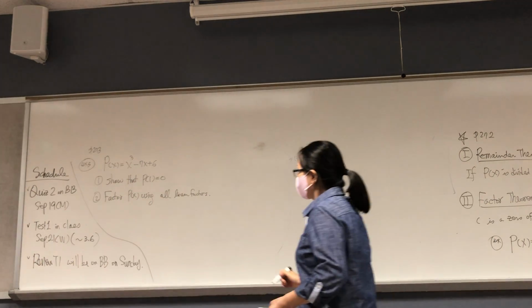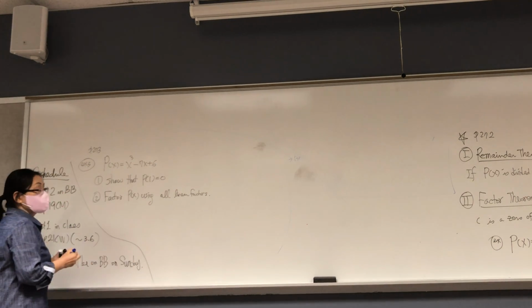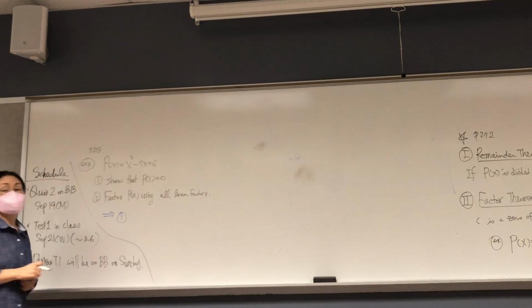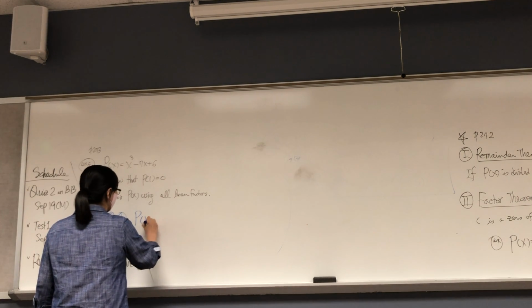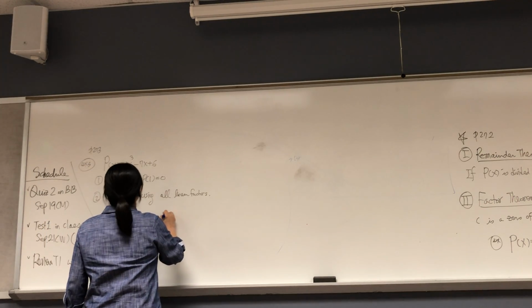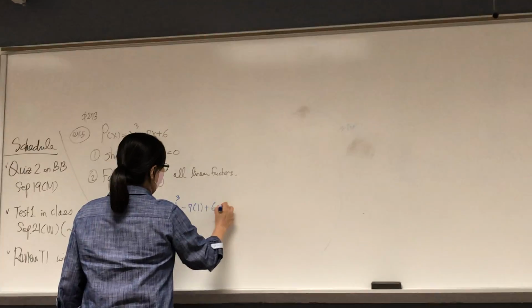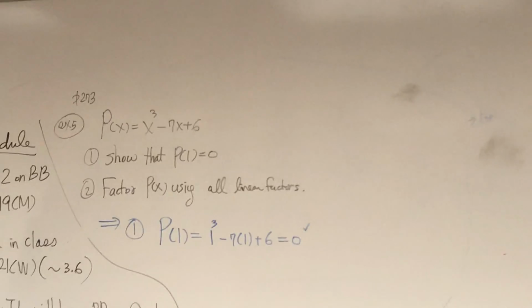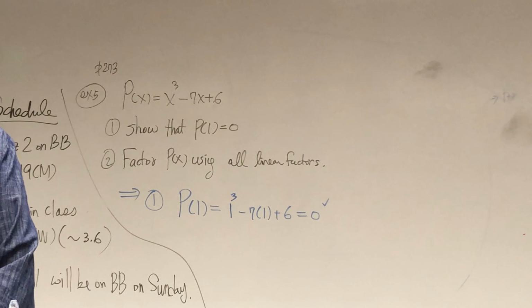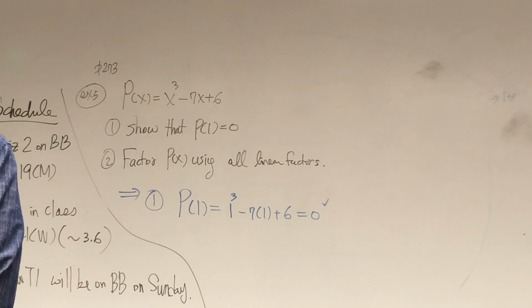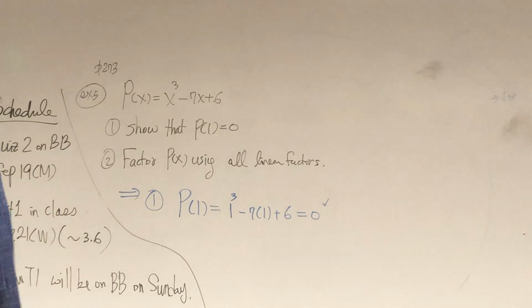Okay, let's go. Number 1, easy. What do I need to do for number 1? Substitute 1. Good. So P of 1 is equal to 0, right? What does it mean that P of 1 is 0? Do you understand? 1 is a zero. What is the zero of P? 1. Good. And what is the linear factor of P? x minus 1. Very good.